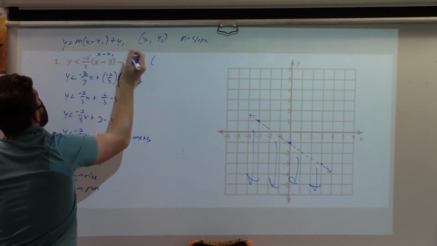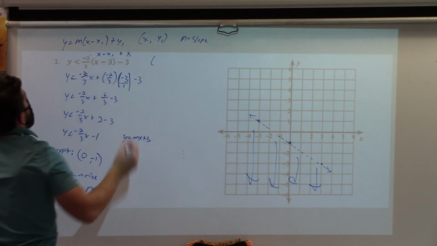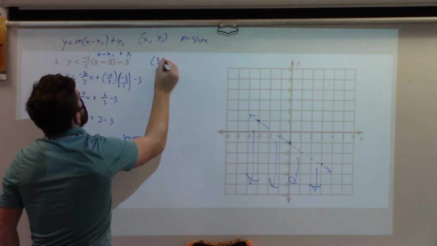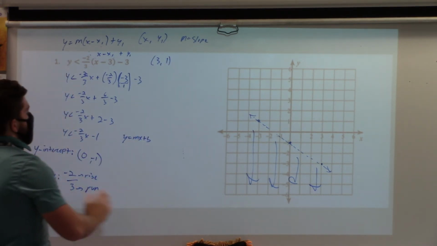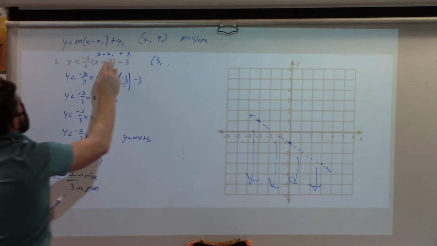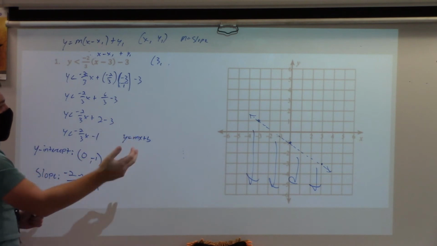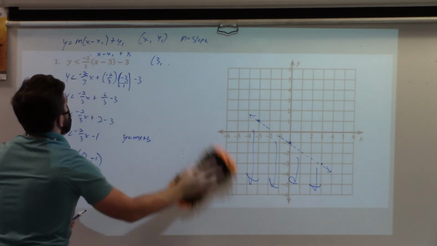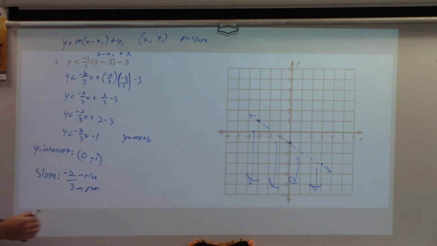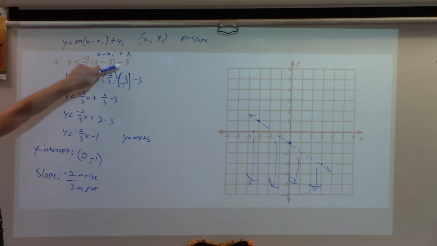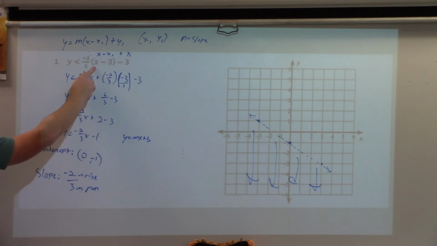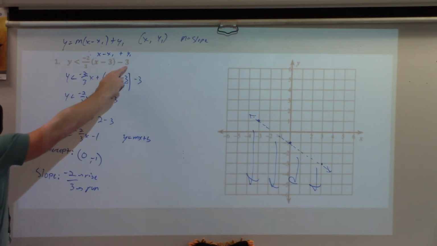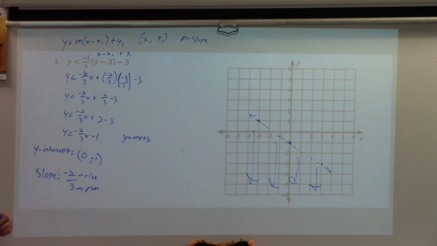3 and 1? You said 3 and 1? Where'd you get the 1? From the 1 and the 1. So that 1 is just a subscript, so that just tells you that this is that particular x and that particular y. So let's think for a second. I want you to look at x minus x1 plus y1. That's the generic formula and a generic equation. Now we have this x minus 3 minus 3. What does that tell us the point will be from this point slope?